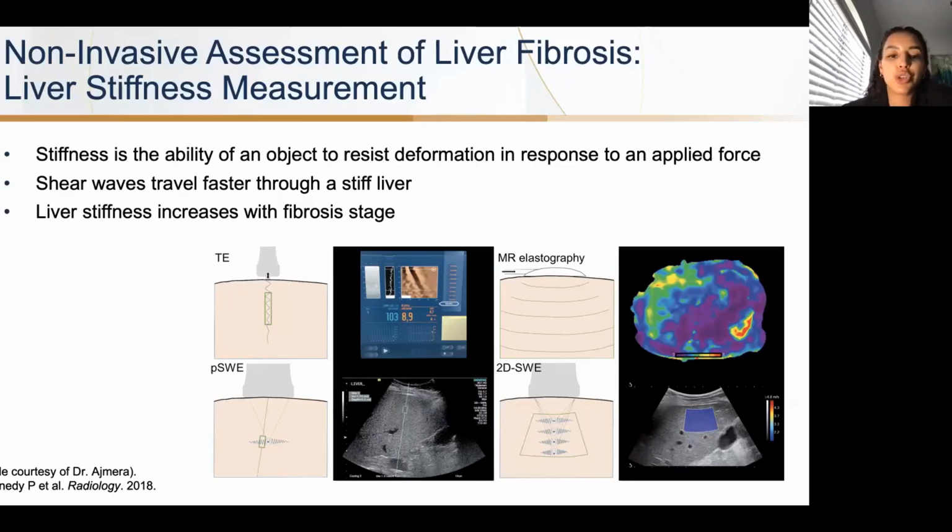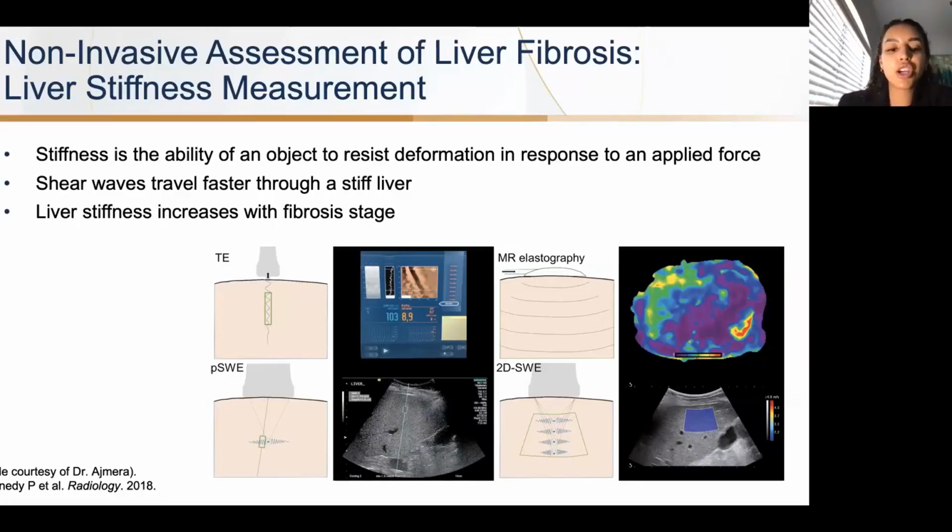But what these tests do is measure the stiffness by measuring resistance of ultrasound wave through the liver tissue. So shear waves travel faster through a stiffer liver. And we know as liver stiffness increases, fibrosis also increases. So the stiffer the liver is, the more fibrosis there is within the liver tissue.